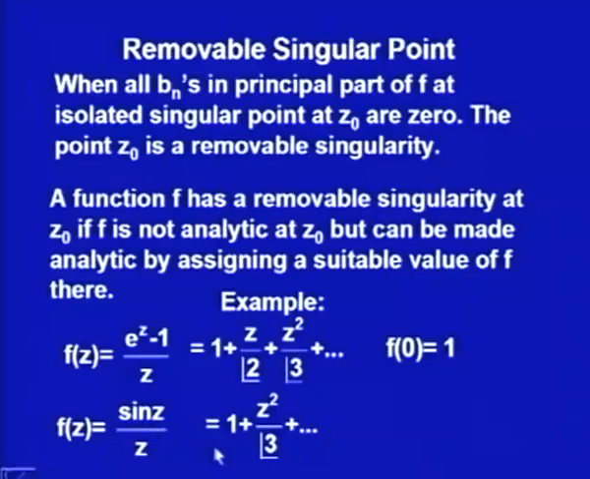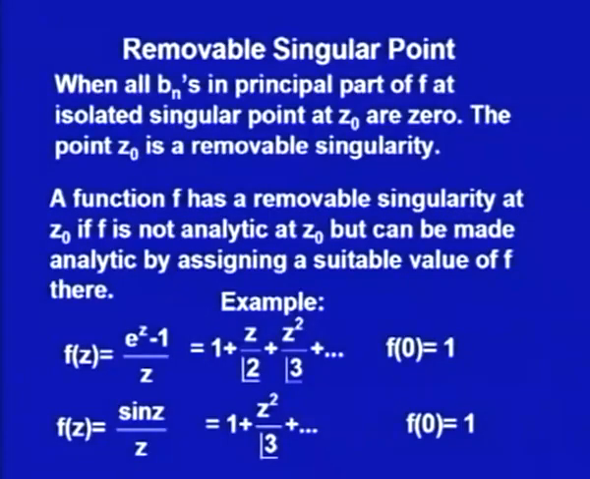If I divide it by z, I would get 1 plus z square upon factorial 3 plus and so on. Now, again we find that as z approaches 0, the limit of this f(z) would be 1. So now what I would define? I would define f(0) as 1. Now this function f(z) = sin z upon z for z not equal to 0, and 1 for z equal to 0, is now an analytic function.